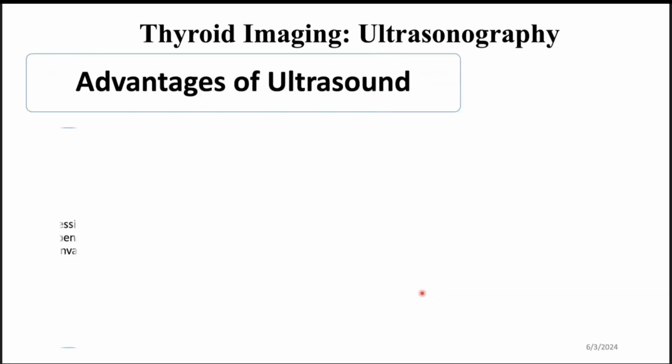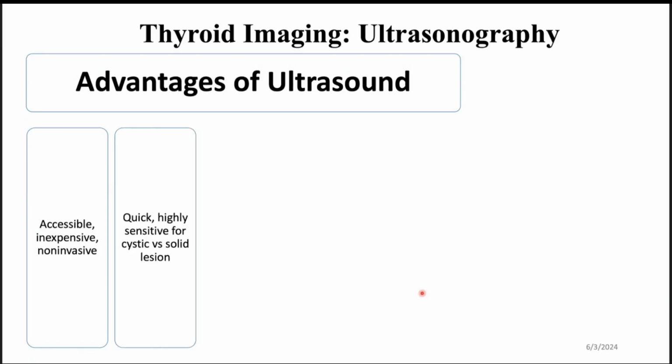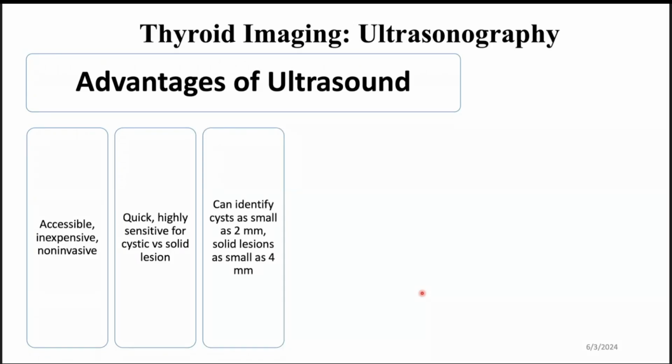So advantages of ultrasound: it's accessible. It's available in most, if not all, hospitals. It's relatively inexpensive compared to other imaging modalities, and it's non-invasive. It's quick and highly sensitive for cysts versus solid lesions. It can identify cysts as small as 2 millimeters, and solid lesions as small as 4 millimeters, right?